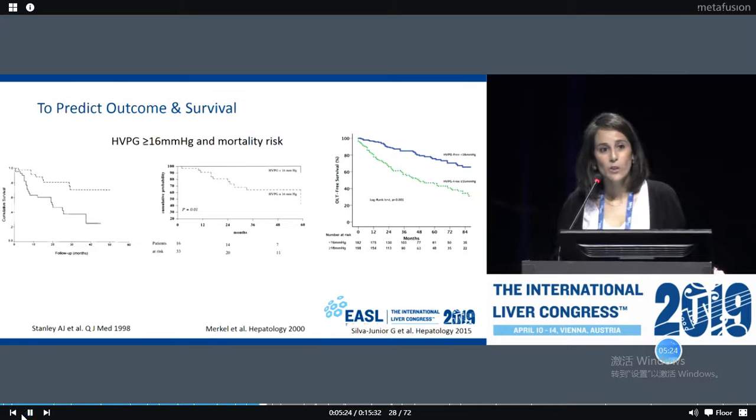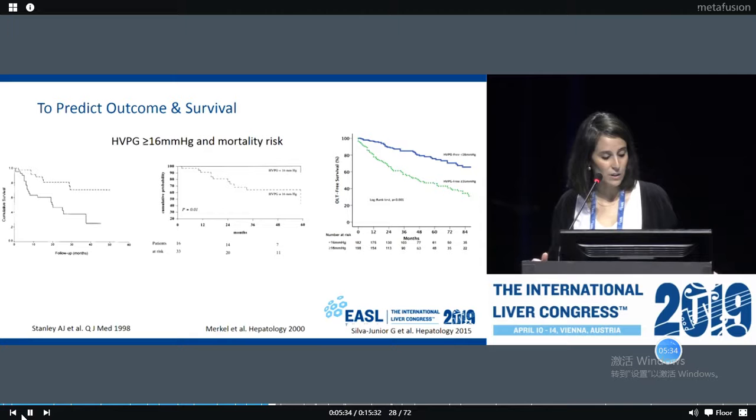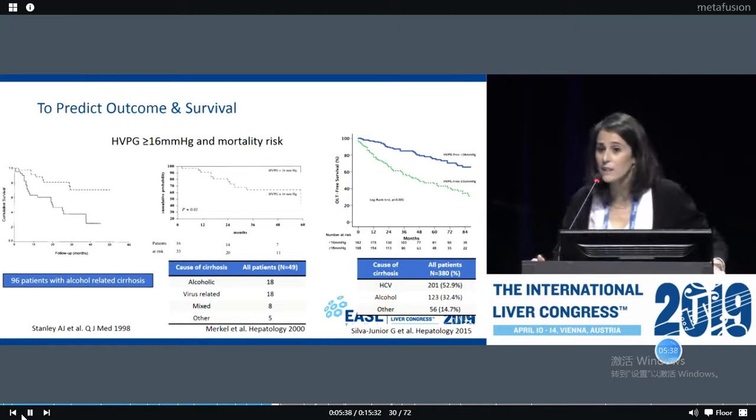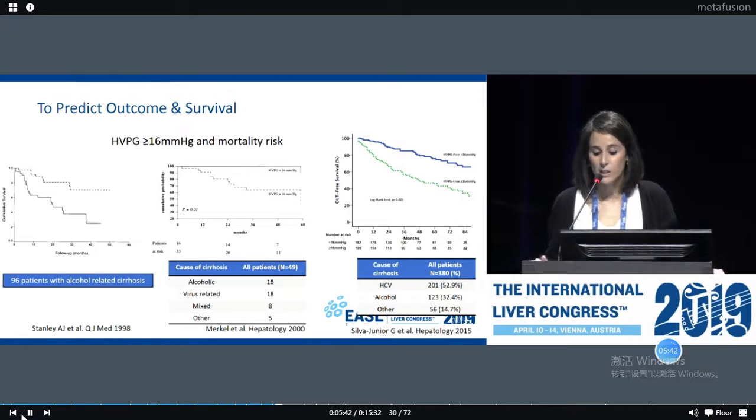We know that over the years, several papers have shown that a threshold of 16 millimeters of mercury is associated with an elevated mortality risk. And although none of these papers included patients with NASH, I can tell you that in the last one, coming from the Barcelona unit, a few patients with NASH were included in the other category.